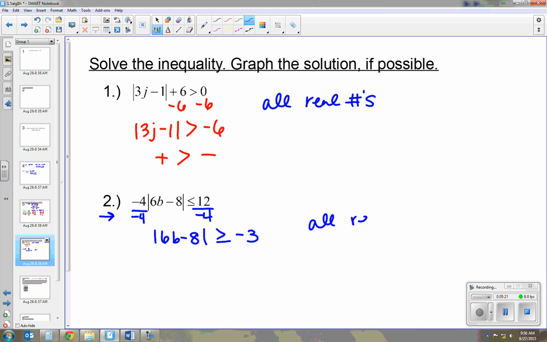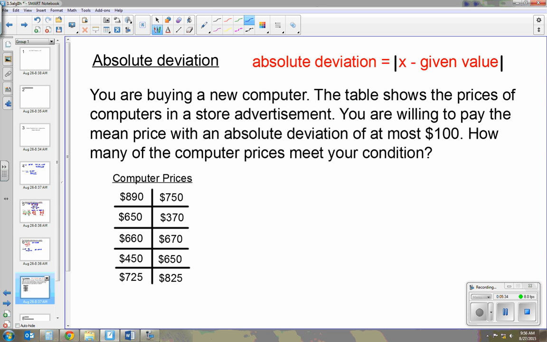So we have to be really careful when we get negative numbers. Now, if it was less than, it would be no solution because an absolute value will never be less than a negative number. All right, let's do a word problem.